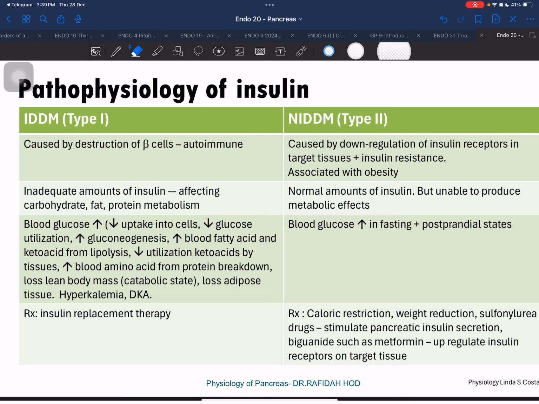In type 2, you can have normal amounts of insulin, and in some patients you even have a very high insulin level, to compensate for the resistance or the insensitivity of the receptors. So you can have high blood glucose even in fasting as well as after eating, postprandial. So the treatment is probably your diet, caloric restriction, weight reduction, and then all the drugs.